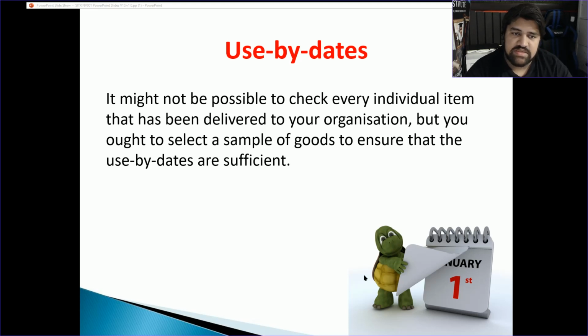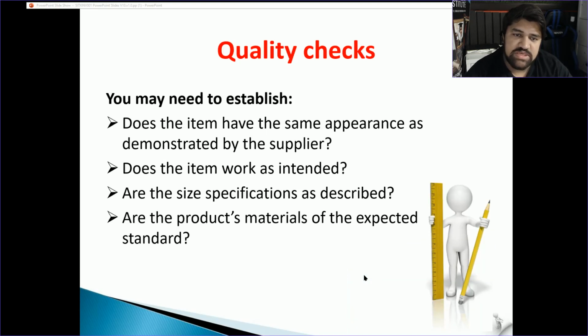Alright, so it might not be possible to check every individual item that has been delivered to your organization, but you ought to select a sample of goods to ensure that the use by dates are sufficient. Quality checks. You may need to establish: does the item have the same appearance as demonstrated by the supplier? Does the item work as intended? Are the size specifications as described? Are the product materials of the expected standard?